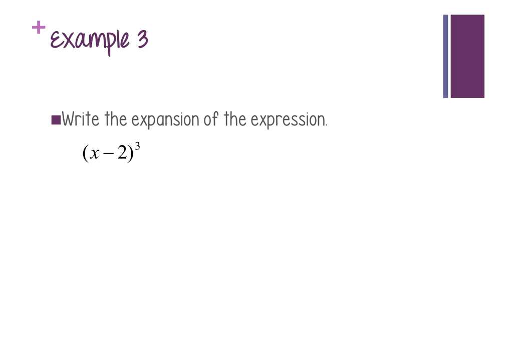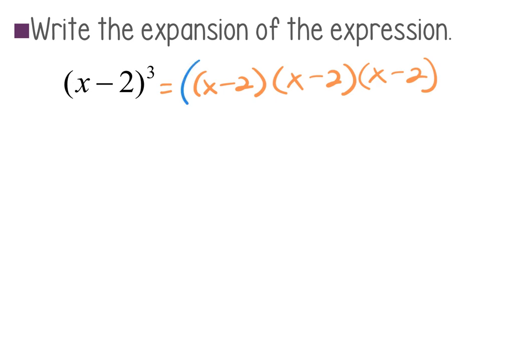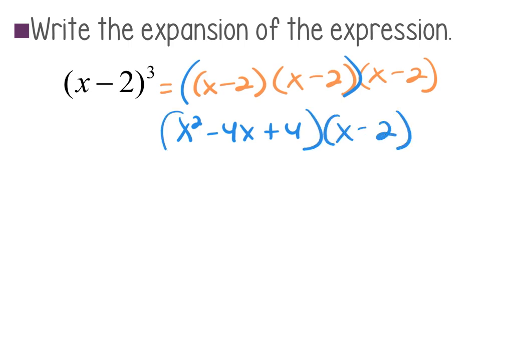First thing we're going to do is expand this out. So (x - 2)^3 would literally be (x - 2)(x - 2)(x - 2). If it's to the 3rd, it's really not that bad to multiply it all the way out. I'm going to do the first 2 together: x^2 - 4x + 4. And then multiply it times the last one.